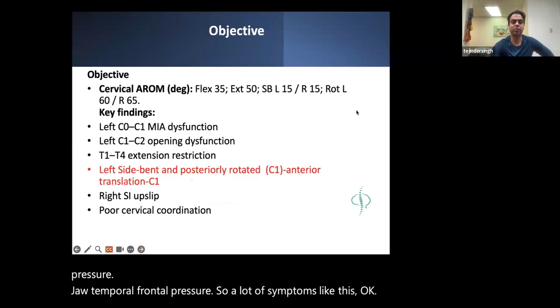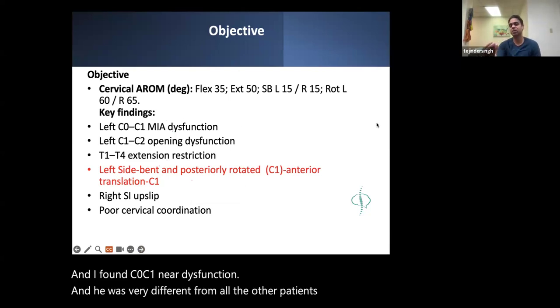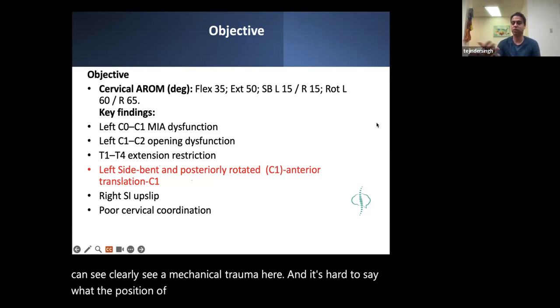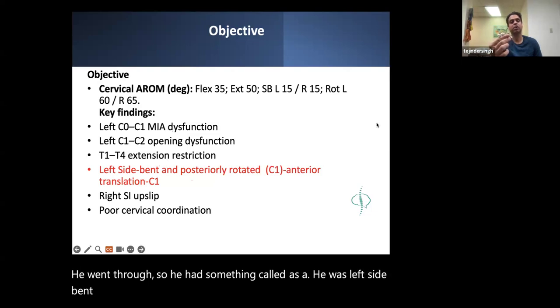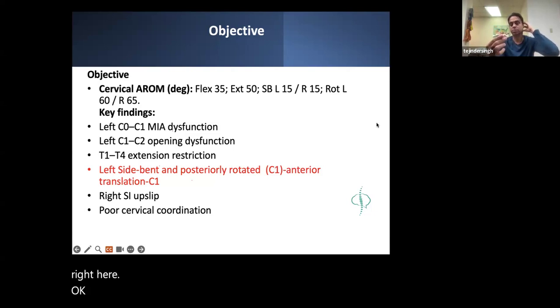We did the cervical exam and I found C0, C1 dysfunction. He was very different from all the other patients because you can clearly see a mechanical trauma here. It's hard to say what the position of the neck was when he went through it. So he was left side bent and left posteriorly rotated, because the symptoms were right here.